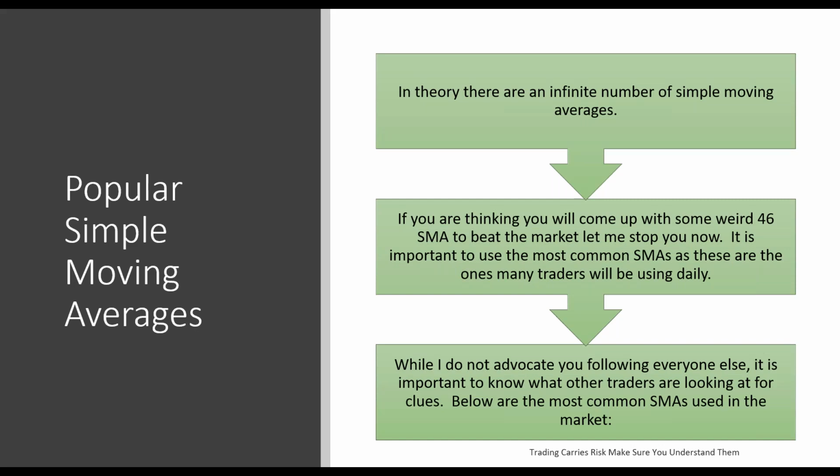They've been tested through time. To come up with unique prices different than everybody else, you can just blindly guess and throw a dart and say, I think Google's going to fall at 142.75. Well, I could come up with some moving average that'll sooner or later cross it at 142.70 and say, see, it worked. Now, while I do not advocate you following everyone else, it is important to know what other traders are looking at and what prices and levels are important to them.